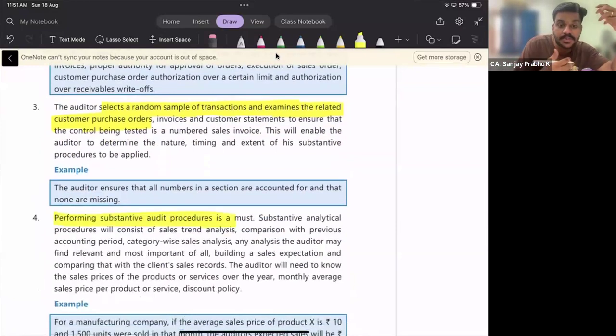What do you mean by substantive audit procedure? We will perform substantive analytical procedure. We will compare. We will check the trend. It comes to sales trend analysis, comparison with the previous year, ratio analysis, all these things.